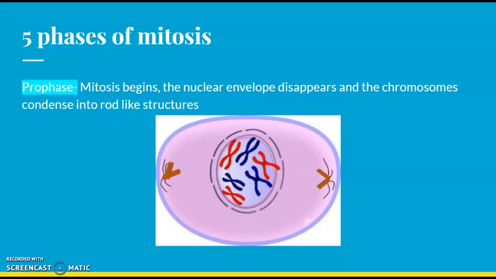During prophase, mitosis begins. So the nuclear envelope, which is basically like the cell membrane for the nucleus, it starts to disappear and the chromosomes condense into the chromatids. And as you can see here, these are called centrioles. They control where the chromosomes are going to go. We're going to see that in a second.